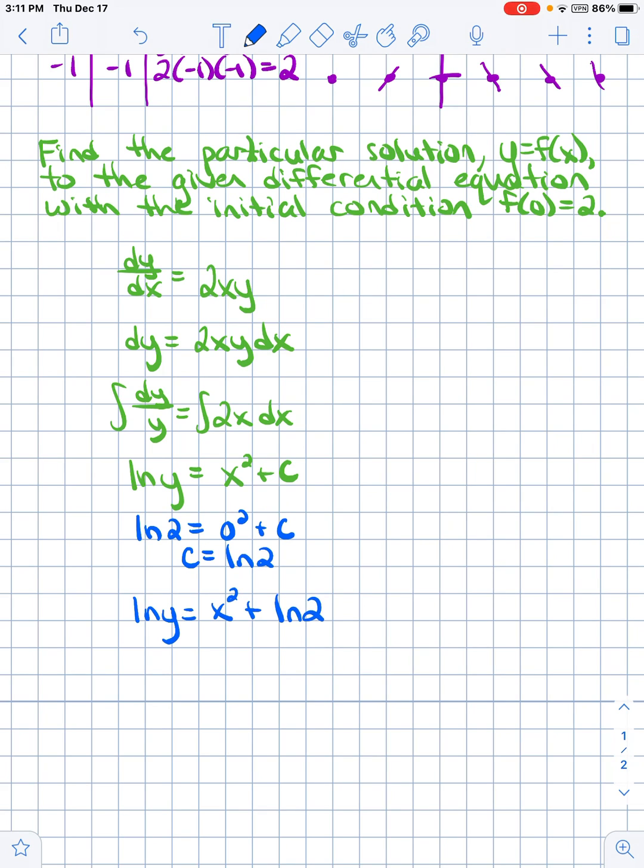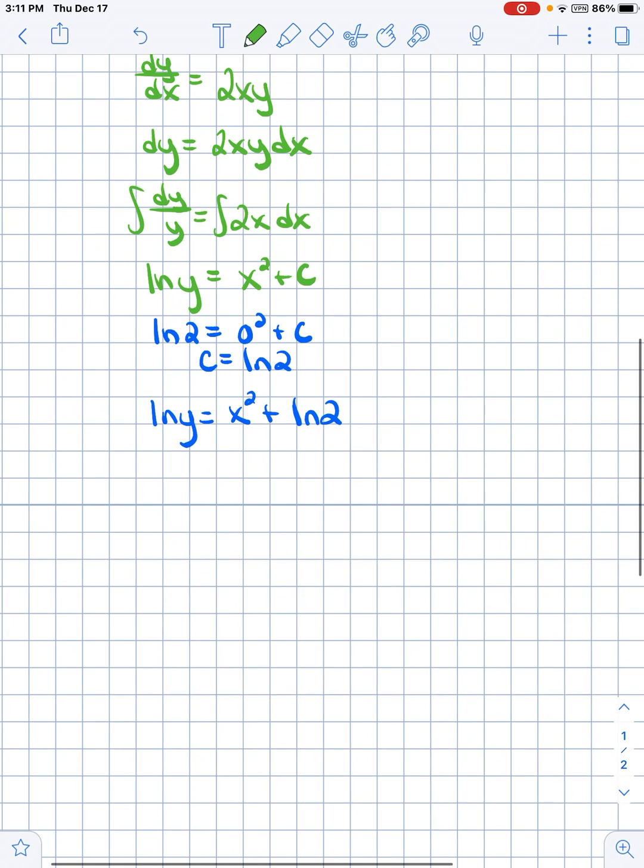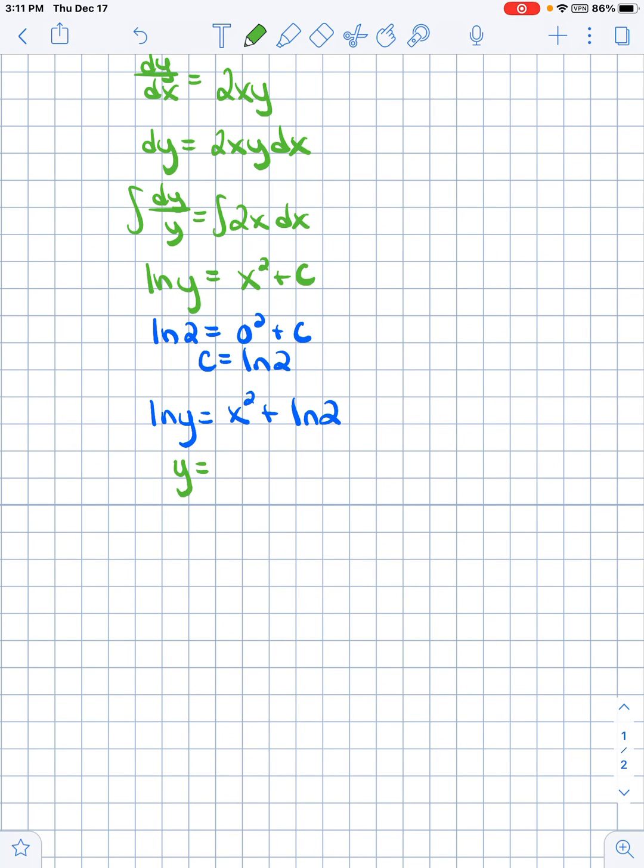Okay, so then we found the particular solution, but now we have to satisfy this part where we isolate y. So I'm going to go back and do that. We're going to say that y is equal to e to the x squared plus the natural log of 2. y is equal to e to the x squared times e to the natural log of 2. y equals e to the x squared, and e to the natural log of 2 is just 2. So here is the particular solution to our differential equation. y equals 2e to the x squared.